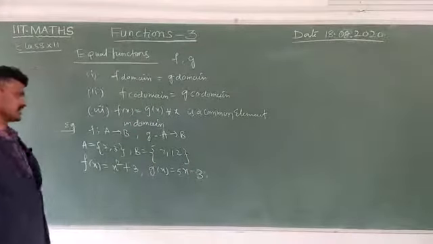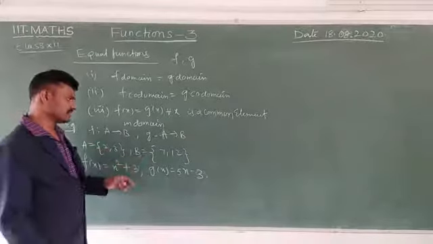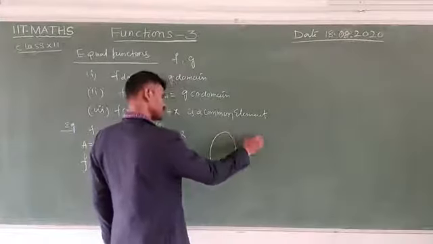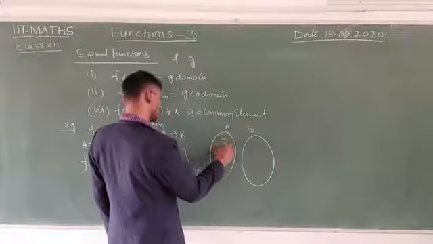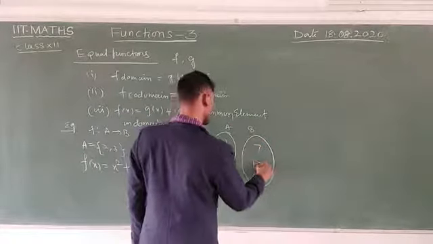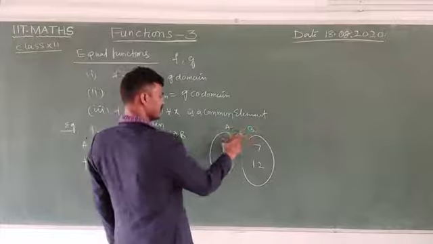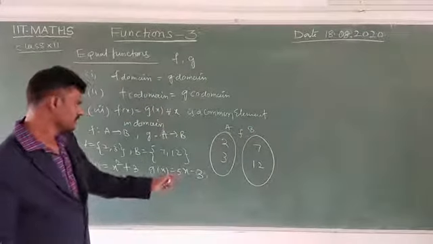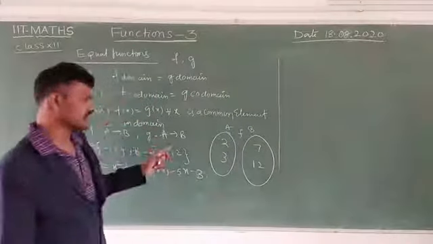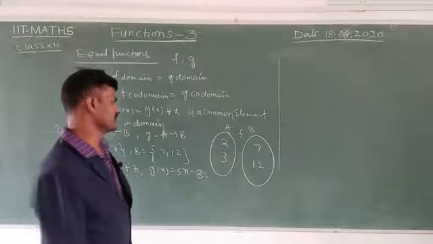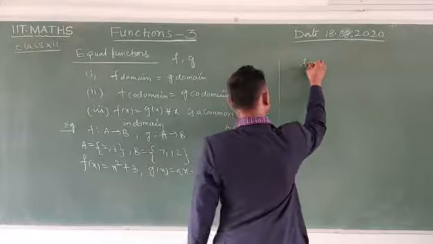Now we have to check here. These are two sets, A and B. Here the domain is {2, 3} and the codomain is {7, 12}. Here the mapping is f from A to B. Now we have to check whether these two functions f and g are equal or not.